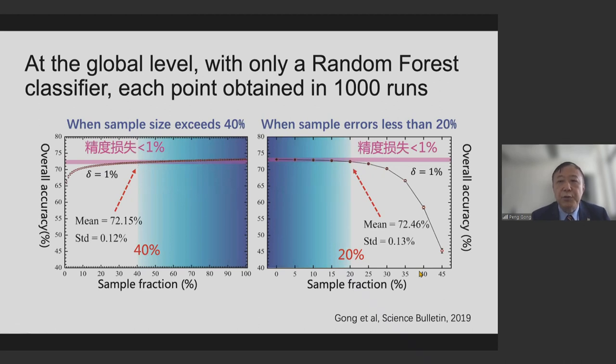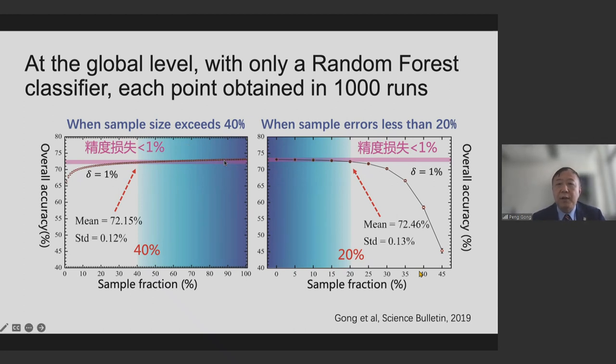total sample, we could do 1,000 runs randomly. And then you see the variability, the standard deviation is very small. So that gives us a lot of encouragement. In the future, we could actually use a smaller set of samples to do global land cover mapping.